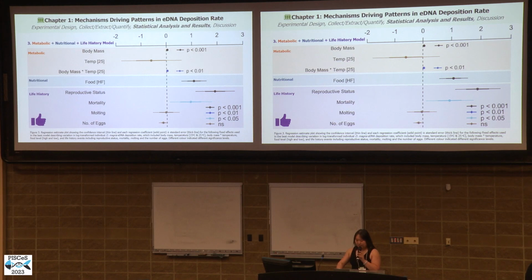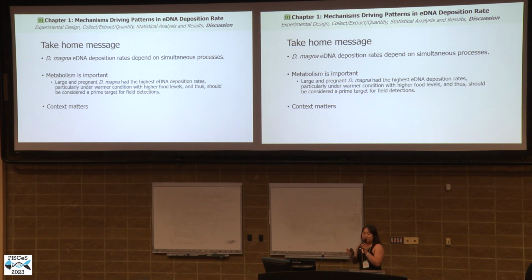So what does this tell us? Well, we showed that Daphnia deposition rate depends on simultaneous processes. We found that metabolism is really important. That alone explained over 30% of variation in our data set, and we identified that large and pregnant Daphnia had the highest eDNA deposition rate, especially under warmer conditions with high food levels. And therefore, we cautiously conclude that metabolically active individuals should be prioritized for better field detection.